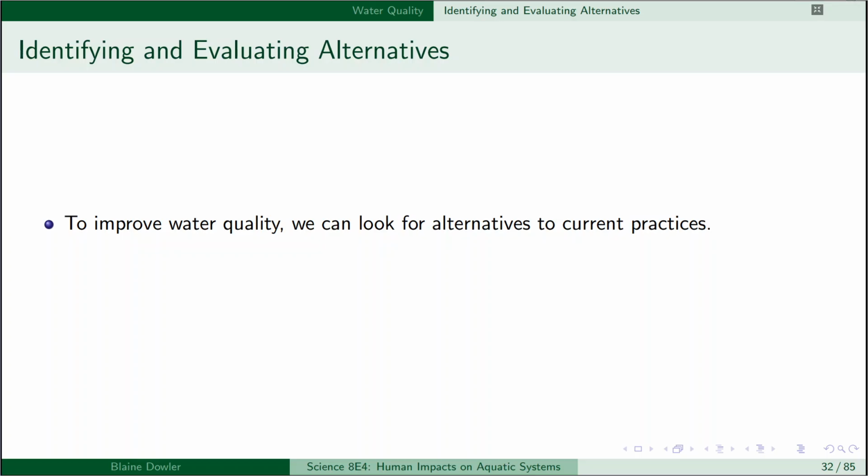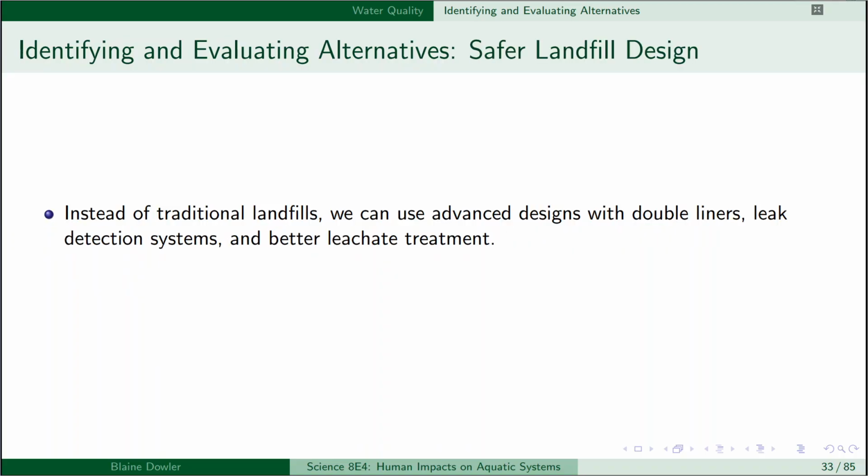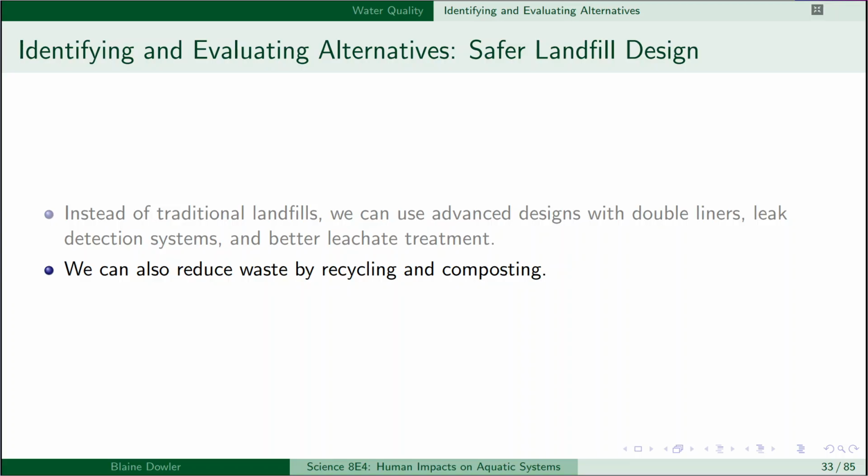Identifying and evaluating alternatives. To improve water quality, we can look for alternatives to current practices. Here are some examples. Safer landfill design. Instead of traditional landfills, we can use advanced designs with double liners, leak detection systems, and better leachate treatment. We can also reduce waste by recycling and composting.